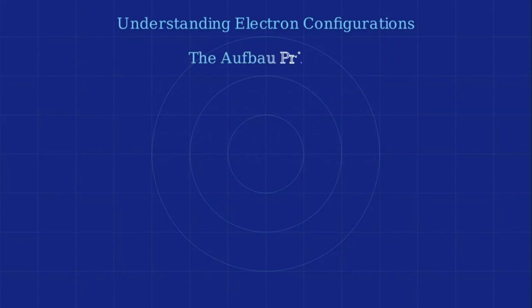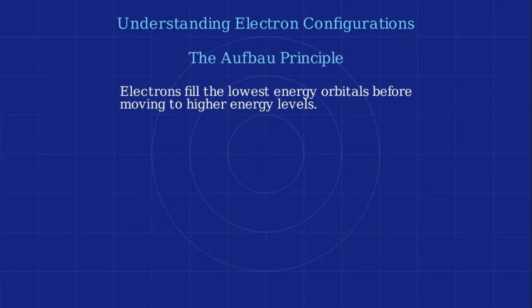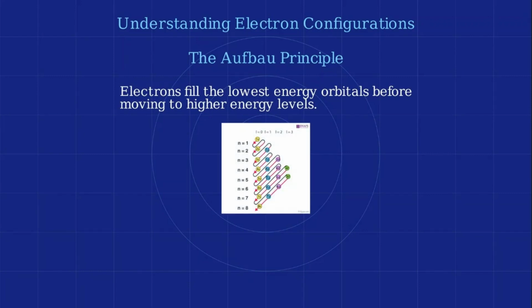The Aufbau principle dictates that electrons first fill the lowest energy orbitals before moving to higher energy levels. This creates a specific pattern for filling electron orbitals, shown here by the diagonal arrows.